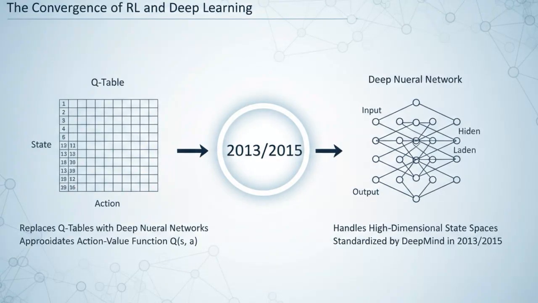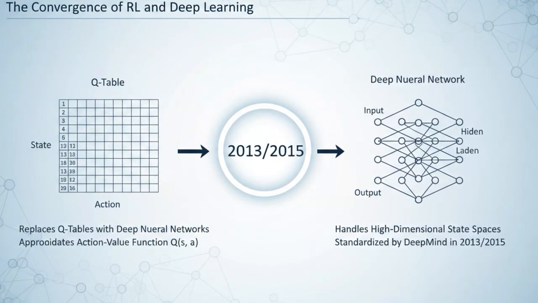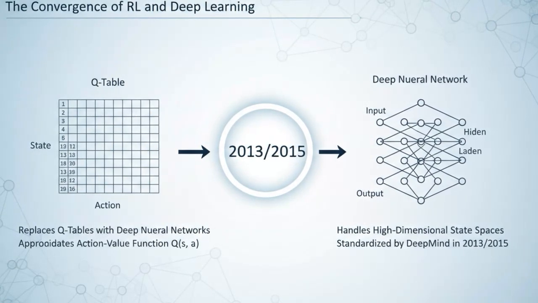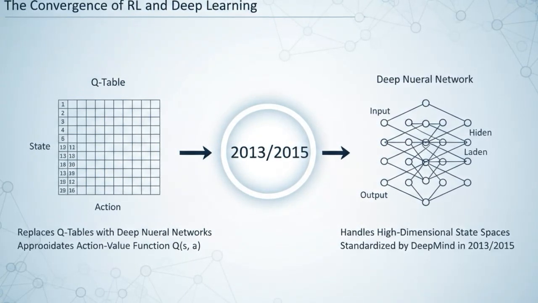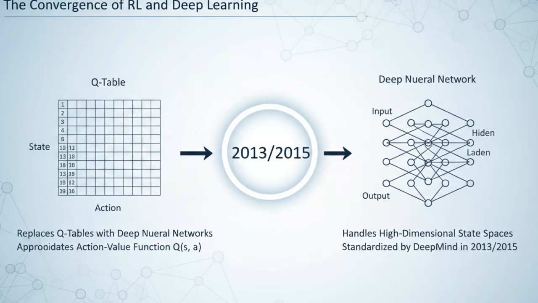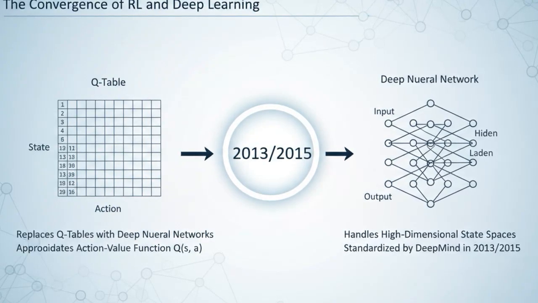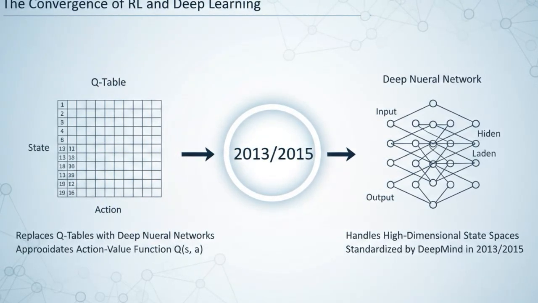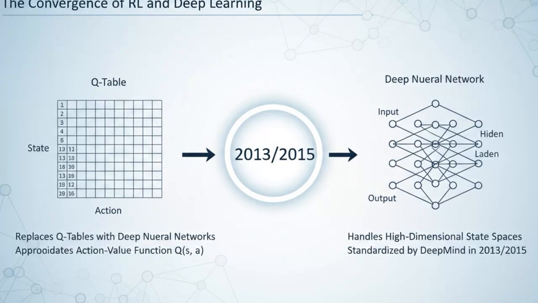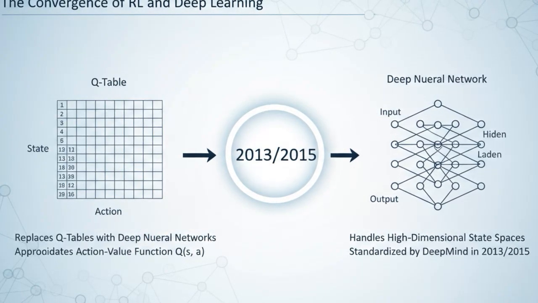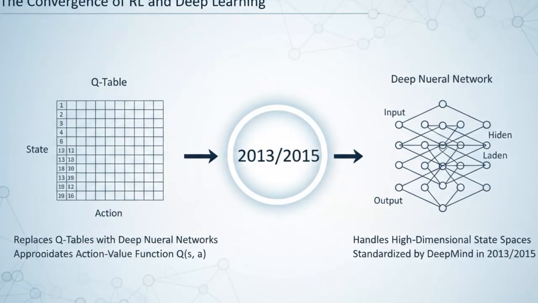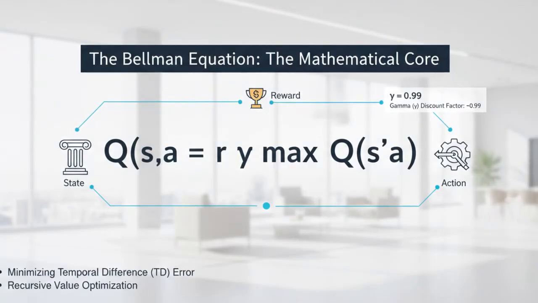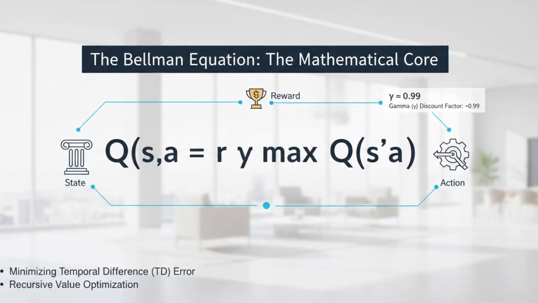This allows us to approximate the optimal action value function in high-dimensional environments, such as raw pixel data or massive telemetry streams. We are essentially moving from a lookup table to a nonlinear function approximator, enabling agents to handle complexity that was previously unsolvable. This sets the foundation for autonomous systems that can optimize infrastructure and complex logistics in real time. To understand DQN, we must first master the Bellman equation.